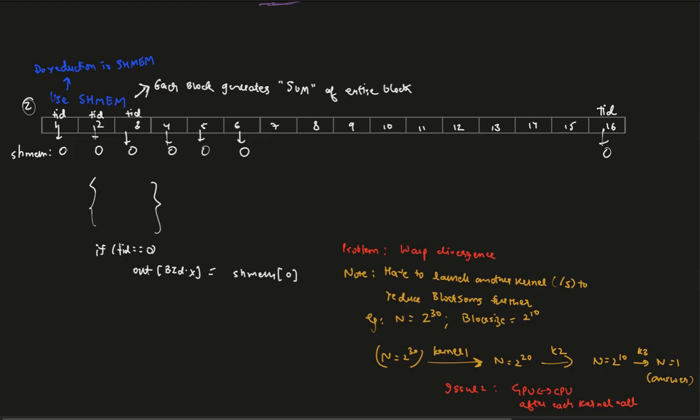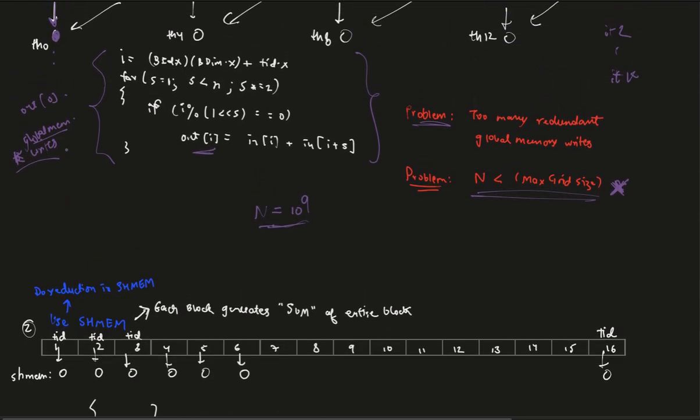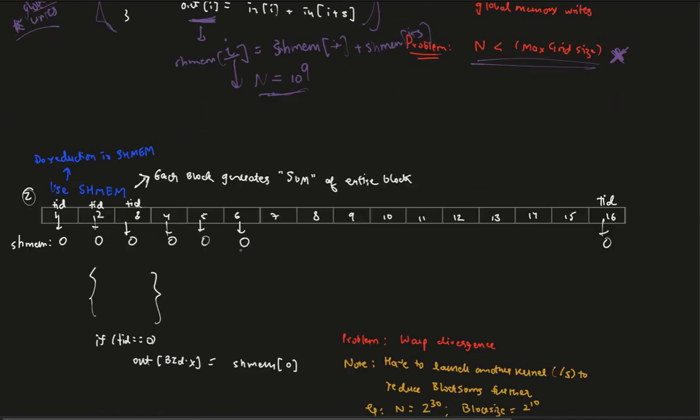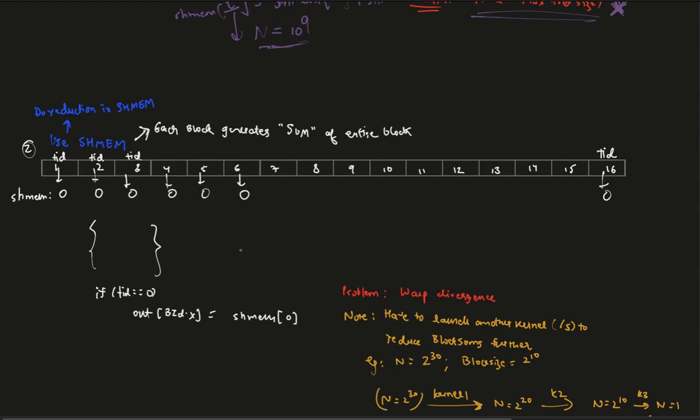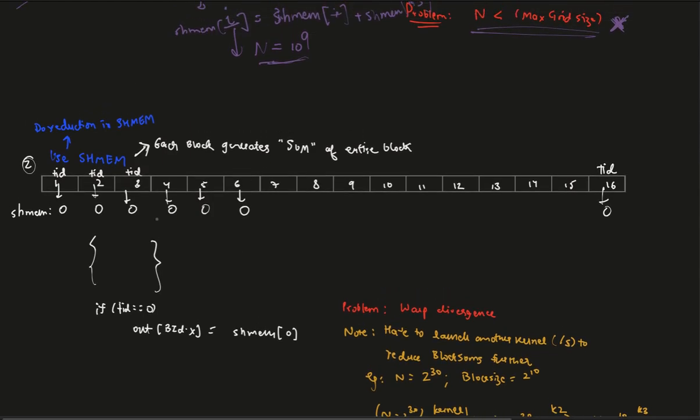So the way it looks in code is essentially the same, where instead of out of i, we have the shared memory location corresponding to that particular thread, and we also add from something like this. But i is the index within the thread block.